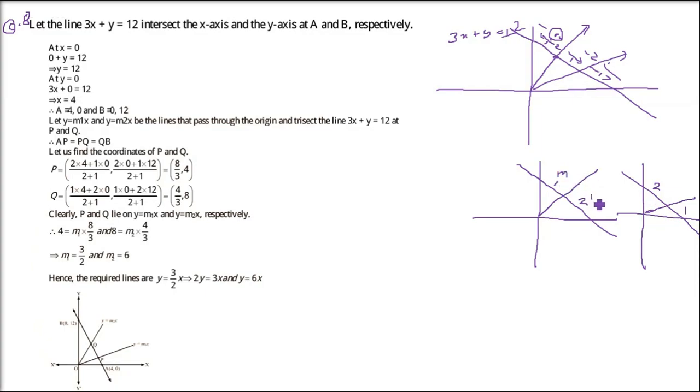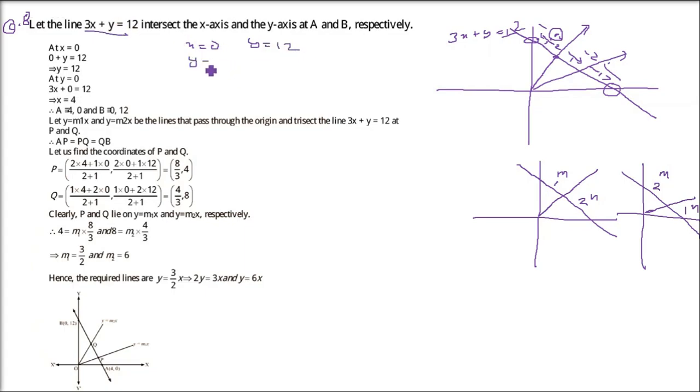Now here we have to take m as 1, n as 2. In this case we have to take m as 2 and n will be equal to 1. Now the line 3x plus y equals 12 is between the coordinate axes, so we can find the x and y intercepts. So put x equals 0 and y equals 0, and you will get the points where it is intersecting the x and y coordinate axes.